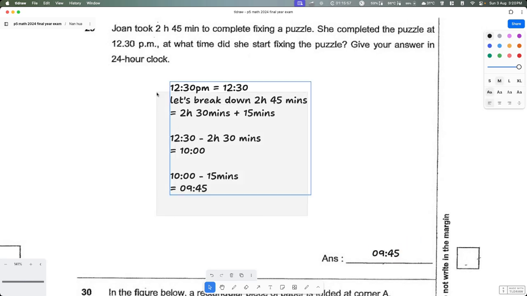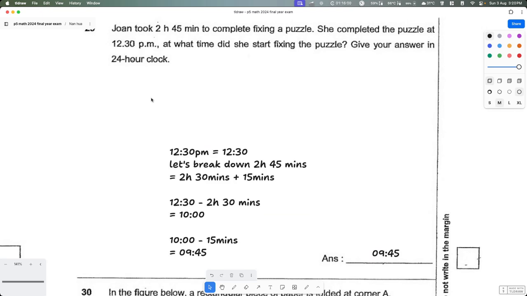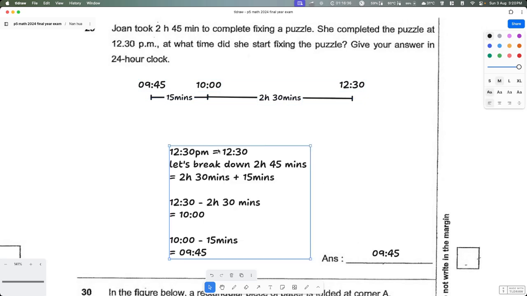So if I were to draw the whole thing again, right, the line, so basically 1230. Okay, and then we have 2 hours and 30 minutes. I think it's like super straightforward. Okay, so that become 10:00. And then after that, we have the 15 minutes here. Okay, 15 minutes. So that means this is 0945. All right, okay. Hopefully this makes a lot of sense.